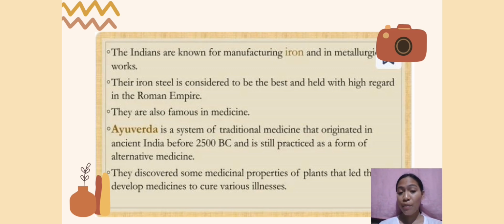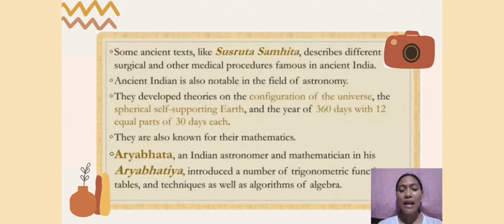Ayurveda is a system of traditional medicine that originated in ancient India before 2500 BC and is still practiced as a form of alternative medicine. They discovered some medicinal properties of plants that led them to develop medicines to cure various illnesses. Some ancient texts like Susruta Samhita describe different surgical and other medical procedures famous in ancient India.